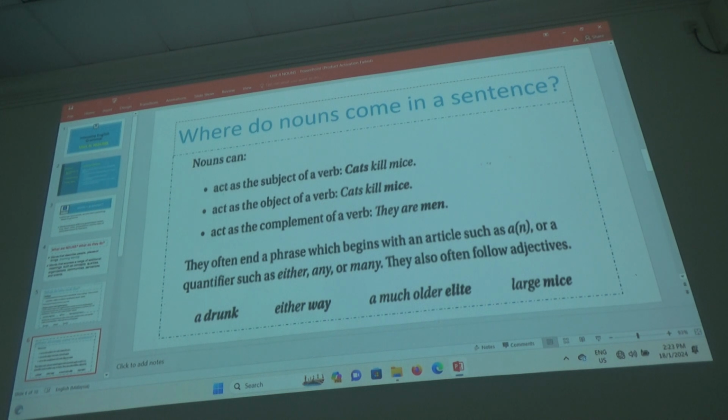Right? They also can act as the object of a verb. Cats kill mice. So now, as the object, they are also the object of a verb, so they are also a noun. Alright? And nouns can act as the complement of a verb. Alright? They are men. Meaning here, the men, they are. They are what? They are men. So men is a noun. Clear now?